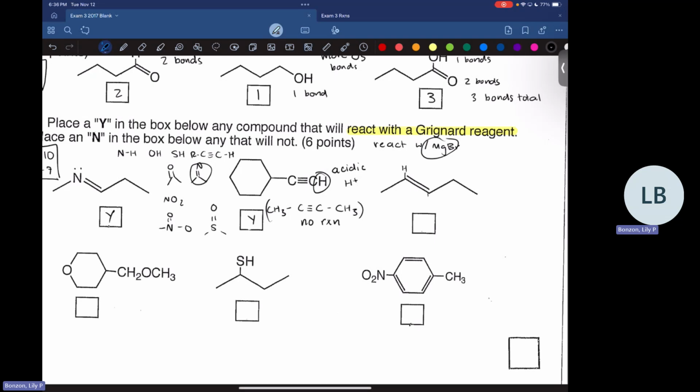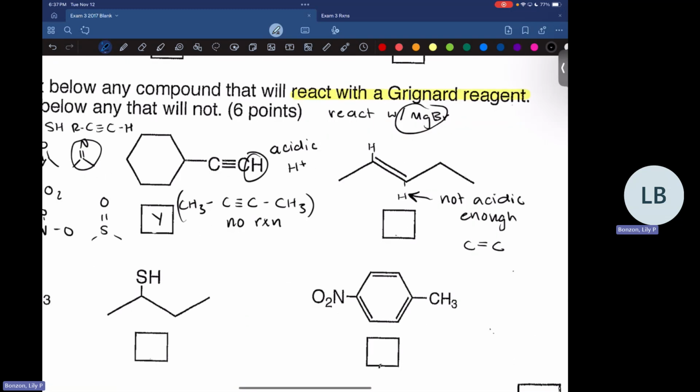And although the double bond does have hydrogens, double bonds are not acidic, or their hydrogens are not acidic enough to react. And carbon-carbon double bonds are also not reactive enough to react with the Grignard. It's just like double bonded two atoms that are different in electronegativity. So double bond O or double bond N or something like that. This one's just double bond C, so this one's going to be no.